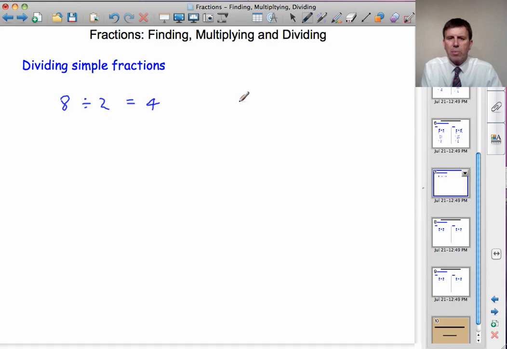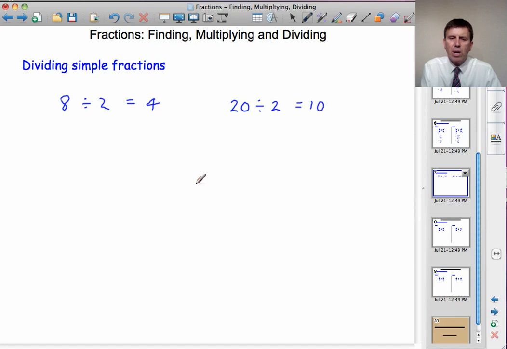Let's look at another example. 20 divided by 2. How many lots of 2 are in 20? 10. 20 divided by 2 is 10. So when we say divide by 2, we mean how many 2's are in the number.